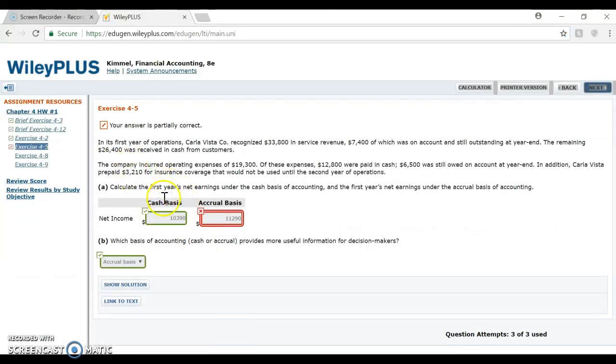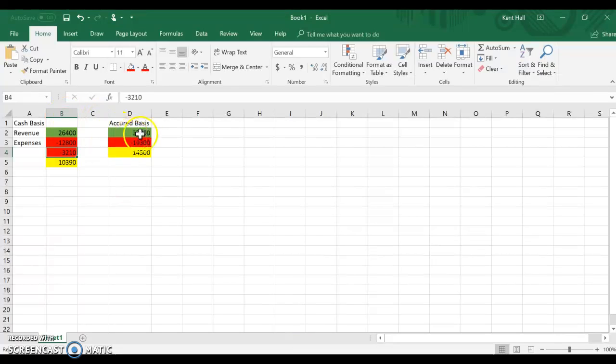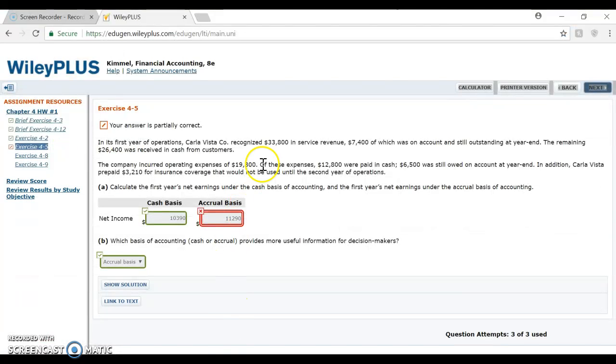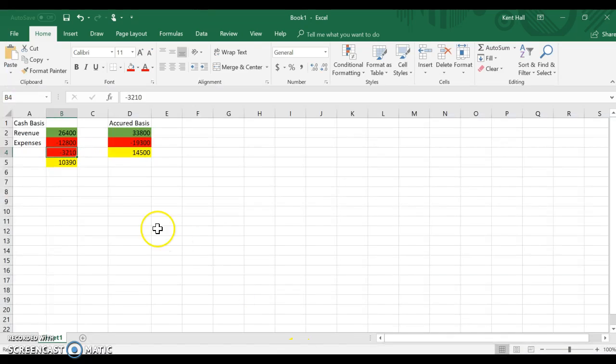So we'll go ahead and look at the accrual basis. In an accrual basis, we look at revenue as it comes in and expenses as they come in. So for the first year, we recognized $33,800 in revenue, and so we'll go ahead and put that in right here. And then we incurred $19,300 in expenses, and so we'll go ahead and put that in right here.